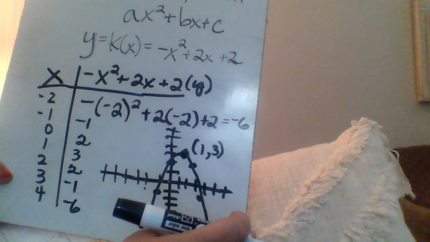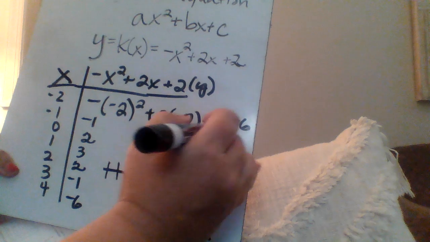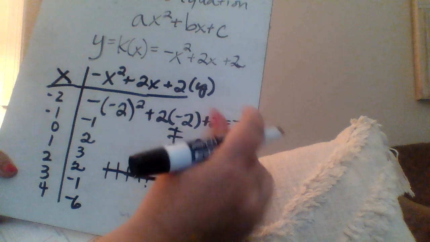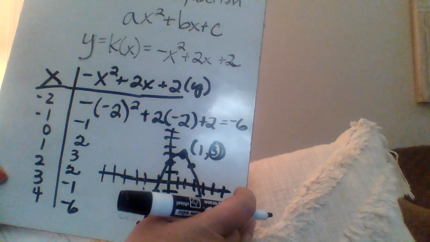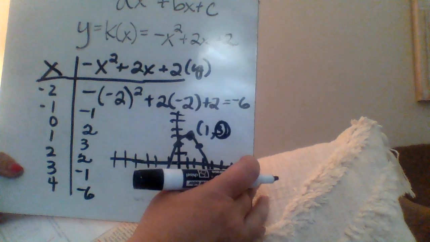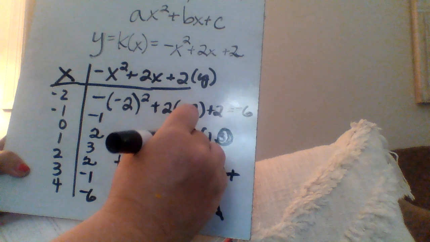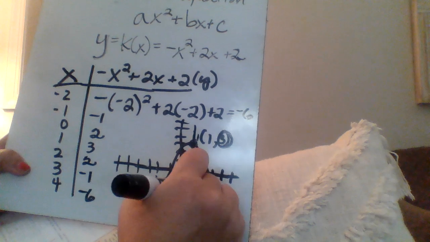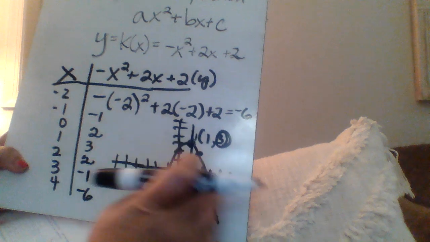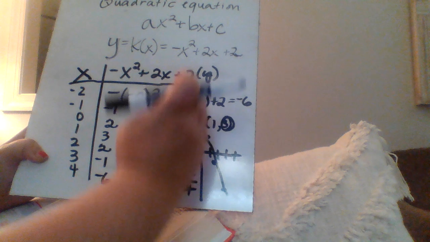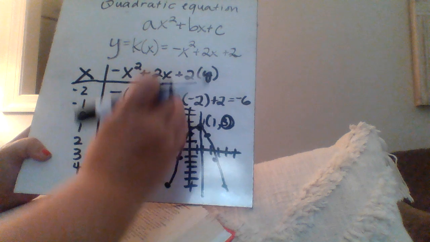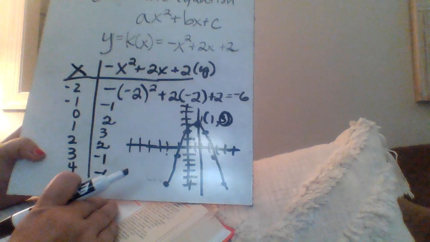And then the y coordinate of this point is considered the greatest value of the function, okay? So that would be the 3. So also, the axis of symmetry would go through this point. Again, if you were to take the symmetry and fold this parabola back on the other half, that's called the axis of symmetry, okay?